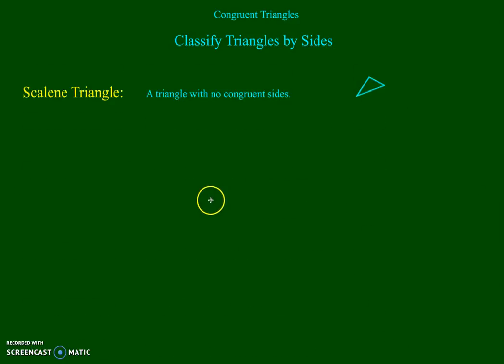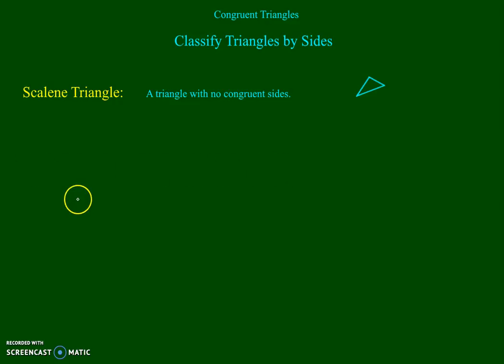So our first type of triangle is a scalene triangle. And a scalene triangle is simply a triangle with no congruent sides. Now, it's a very important note that we made in earlier units. Never ever trust the picture, because unless you're given specific information about that triangle, you may be tempted to think that one type of triangle is actually another.